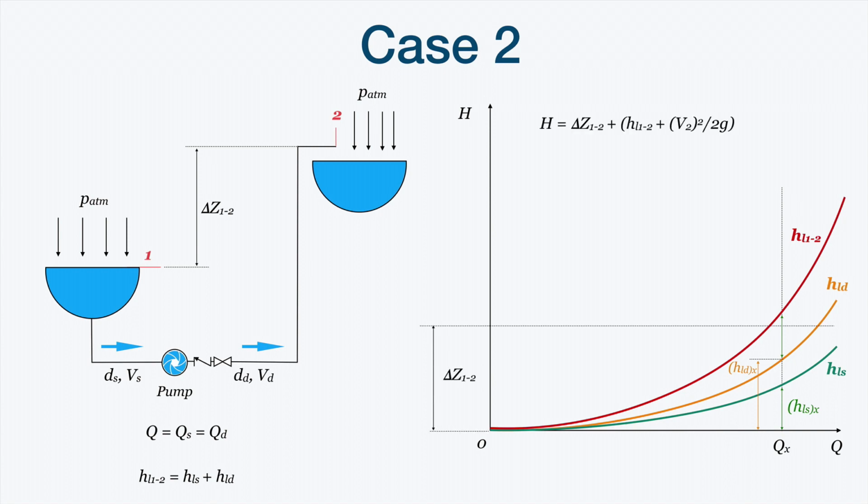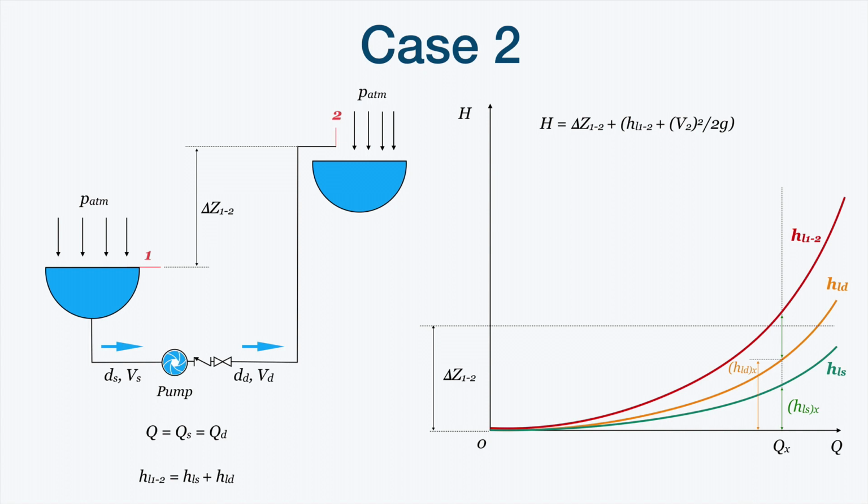Again, we should use this equation, the energy equation, but now we can see in the equation this term that corresponds to the kinetic energy at the exit of the pipe at section 2. See that this value is usually incorporated as a part of the head losses between section 1 and 2.